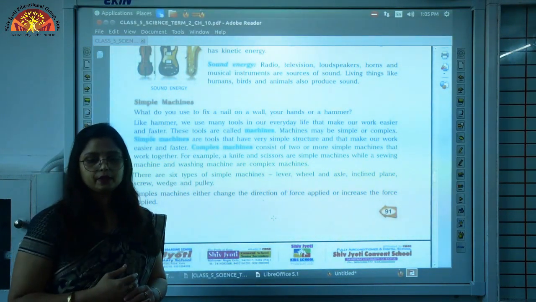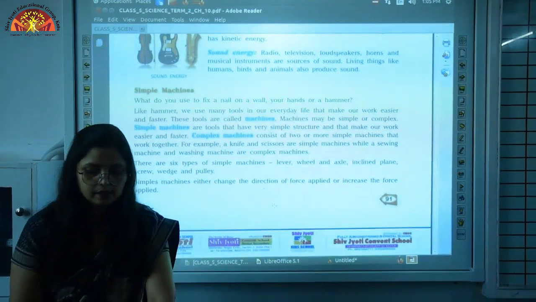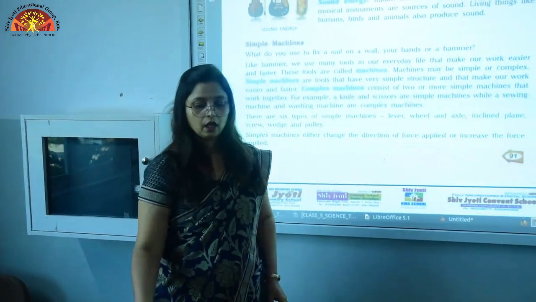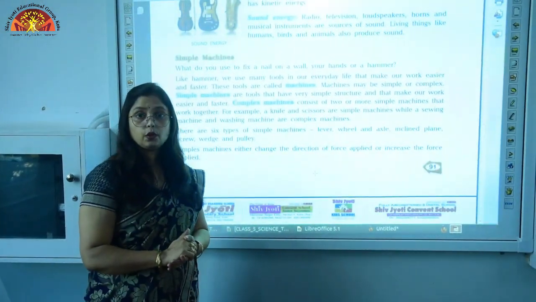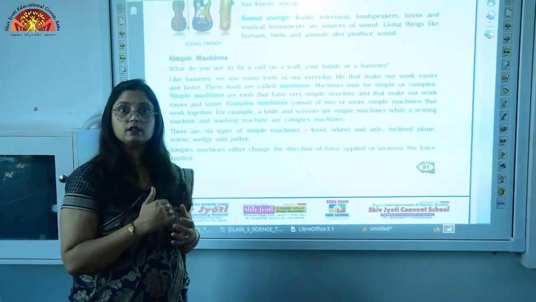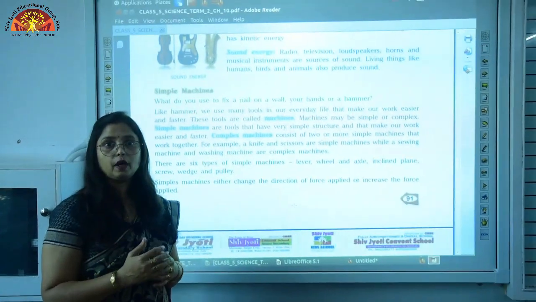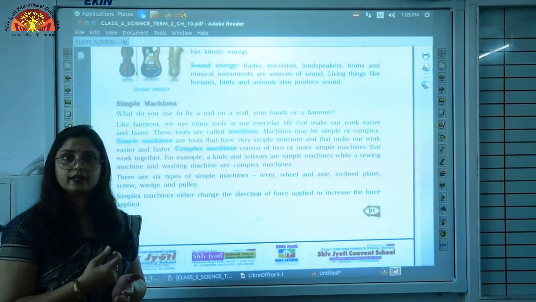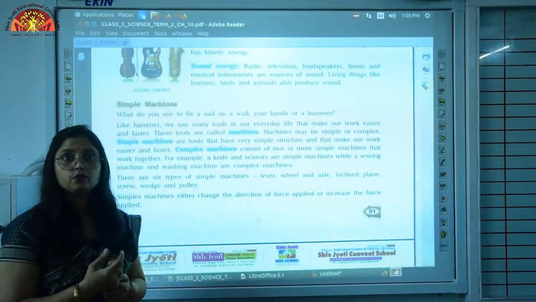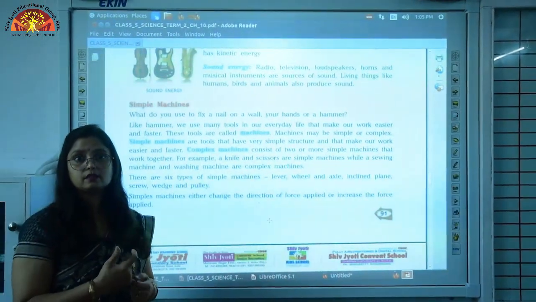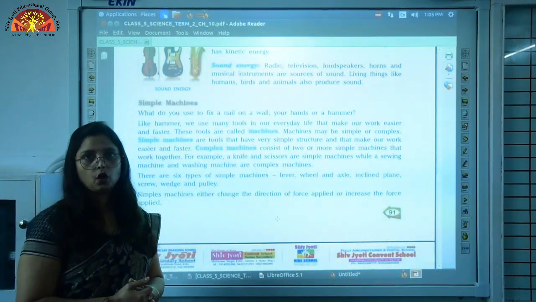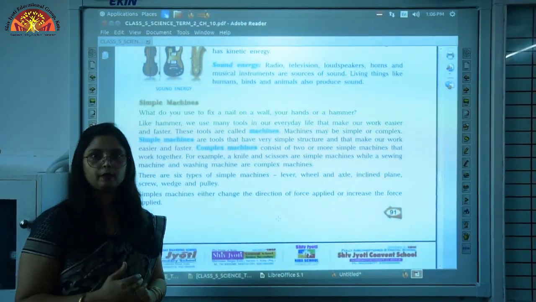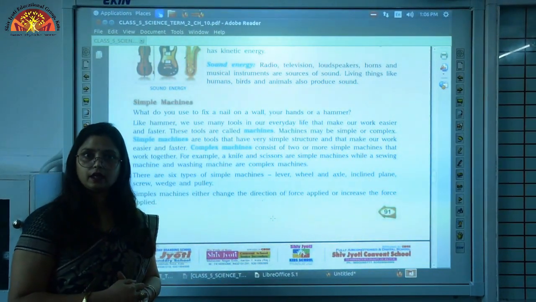Okay. And some of the examples are like scissors, which we use to cut objects. It is one of the simple machines. But if we talk about a sewing machine, it is a combination of several simple machines. If we talk about a mixer, we cut the vegetables with the help of a knife and scissors, which are simple machines, but if we blend or grind them, we use grinders and blenders, which are examples of complex machines. So here in this chapter we will study different types of simple machines that we use in our everyday life.